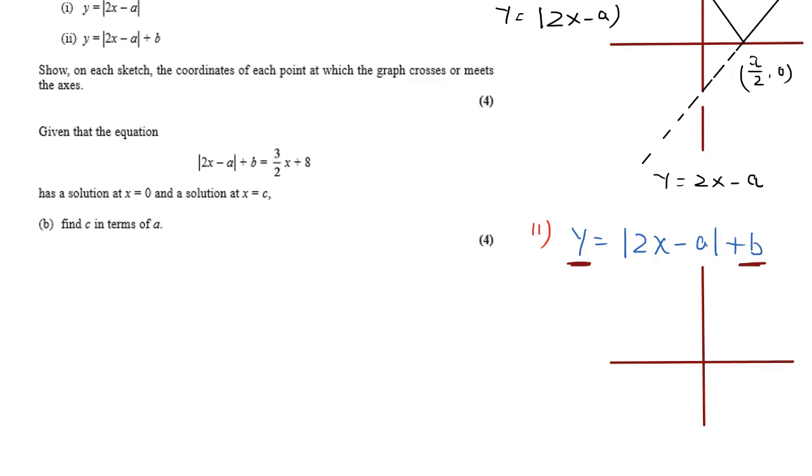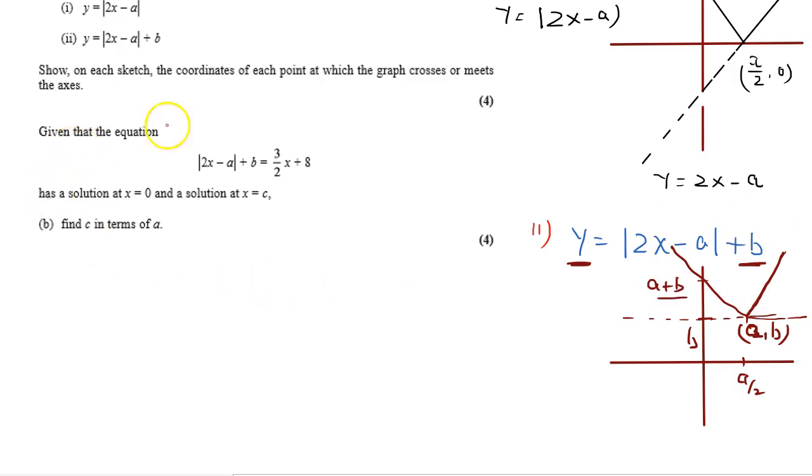So this graph was here. Now let's have this b. So this is considered as a new axis. So the graph will be, and this is a over 2. So this will be the graph. So it will be a and b, and this will be a plus b. So these are the coordinates.